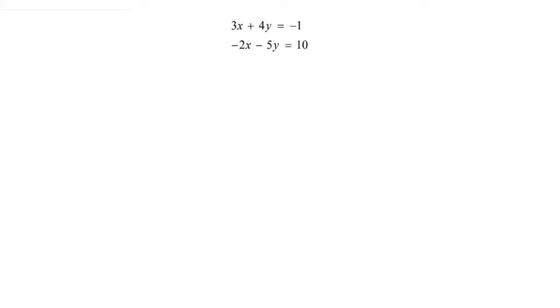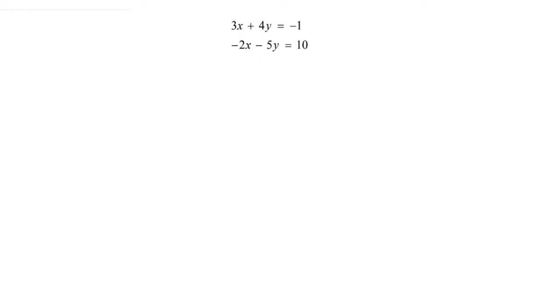Sometimes when we're using elimination to solve these systems of equations, our variables do not cancel out. If we look at this equation, my x's, I have a 3x and a negative 2x. So those two aren't going to cancel out. And my y's, I have a positive 4y and a negative 5y. So those aren't going to cancel out either. So then I have to get a little creative in order to get them to cancel out.